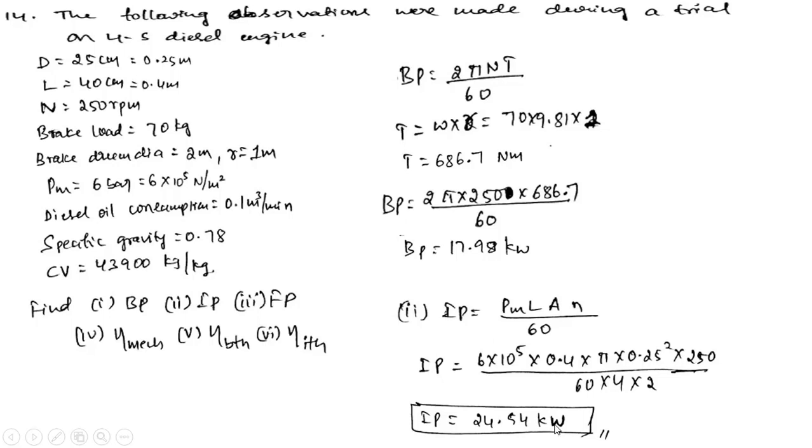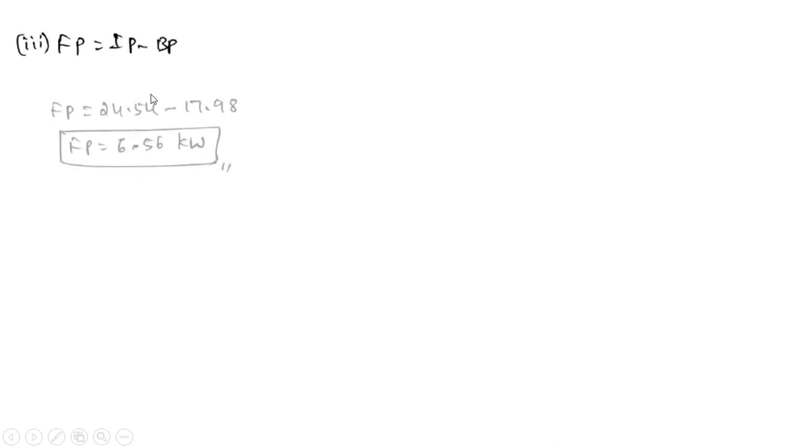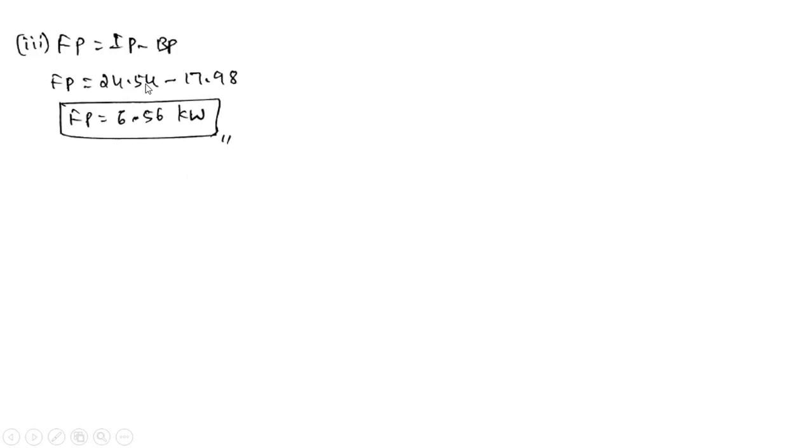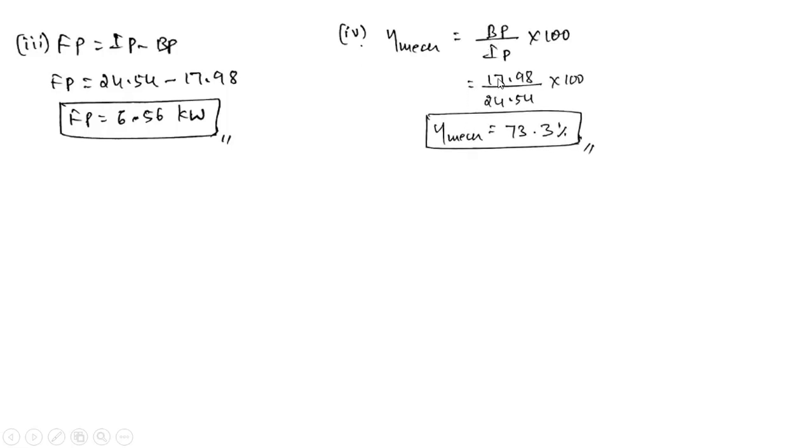Once you have BP and IP, next you can calculate frictional power. Frictional power is equal to IP minus BP. You all know that it is 24.54 kilowatt IP minus 17.98 kilowatt BP. So frictional power will be 6.56 kilowatts. Then we will calculate mechanical efficiency. Mechanical efficiency formula is brake power divided by indicated power into 100. So brake power is 17.98, indicated power is 24.54, into 100. Mechanical efficiency will be 73.3%.